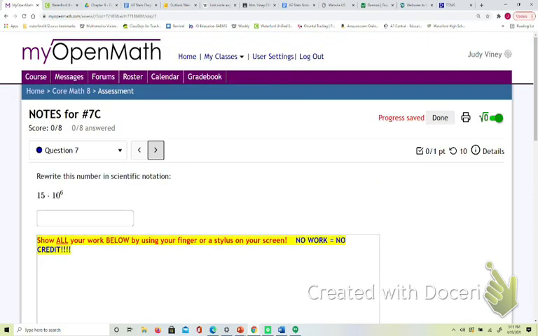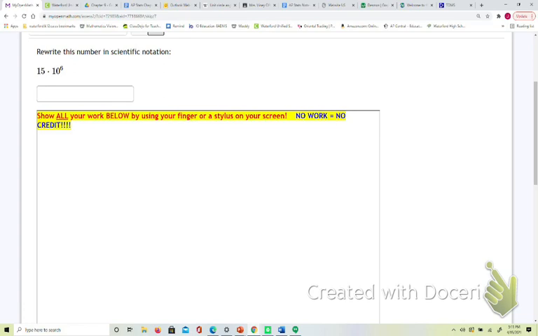Number 7. Okay, number 7 is kind of weird. It gives us this number that's not in correct scientific notation and says, make it correct. So the first thing that we have to do is write the number that they gave us. So 15 times 10 to the 6th. Okay? Now, do you notice that there's no decimal point on the 15? That's because it's at the end. So 15, that's your decimal point.